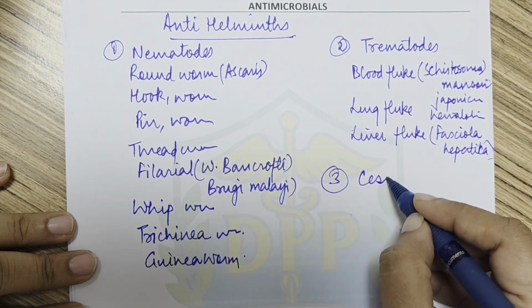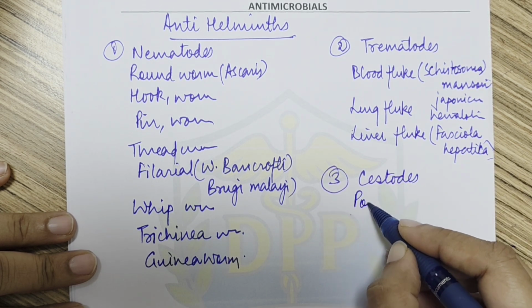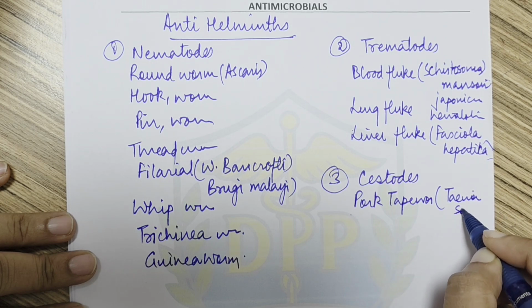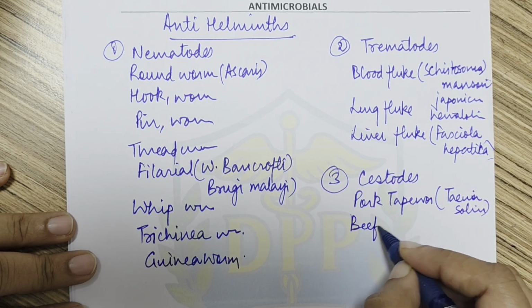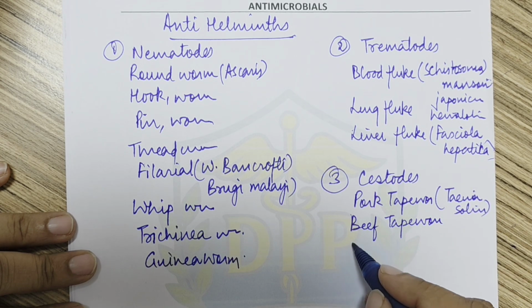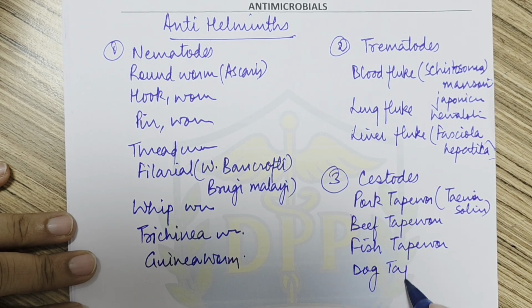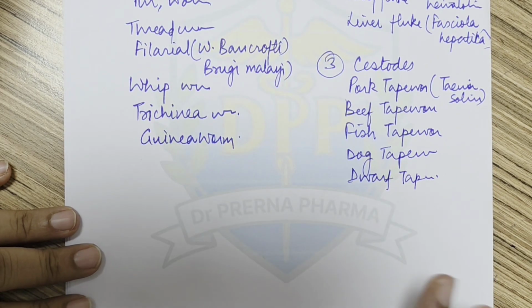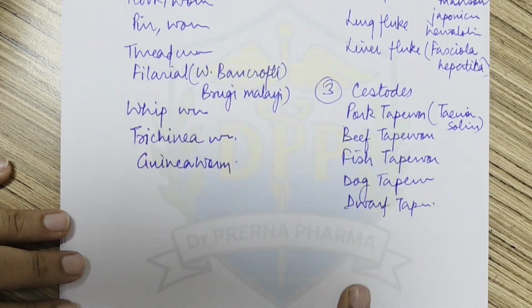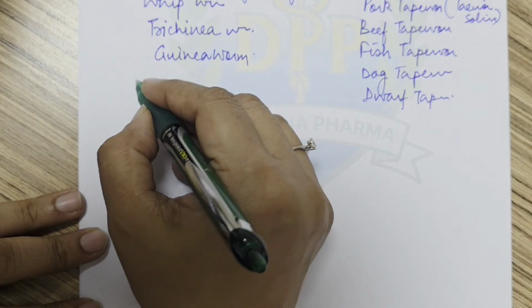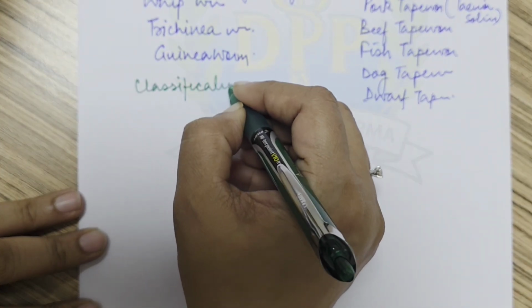And the third category we have is cestode. In cestode we have pork tapeworm, which is called Taenia solium. Then we have beef tapeworm, then fish tapeworm, then dog tapeworm, and we have dwarf tapeworm. So these are the various helminths: nematodes, trematodes, and cestodes. Let us see their treatment also one by one. So let's see the classification of anti-helminthic drugs.